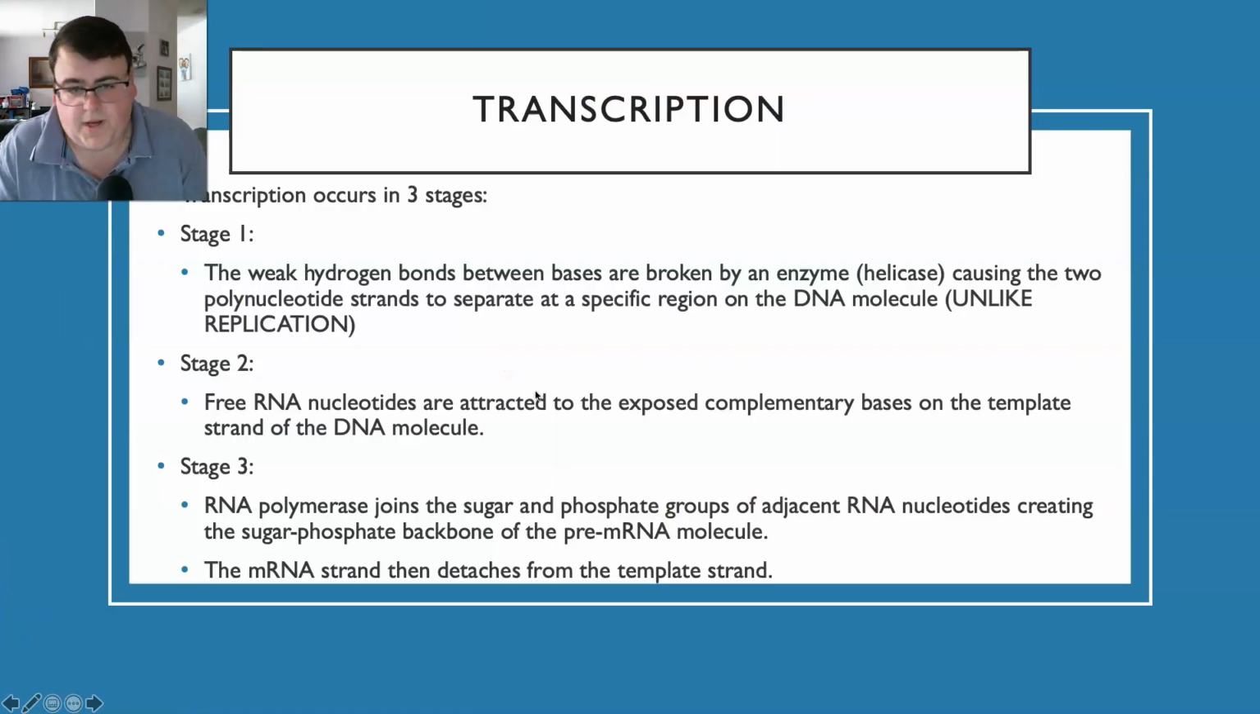So, we're going to look at each of these now in order. So transcription first, and then we'll look at translation. We'll also look at RNA splicing in between the two. So transcription occurs in three different stages that you must know.